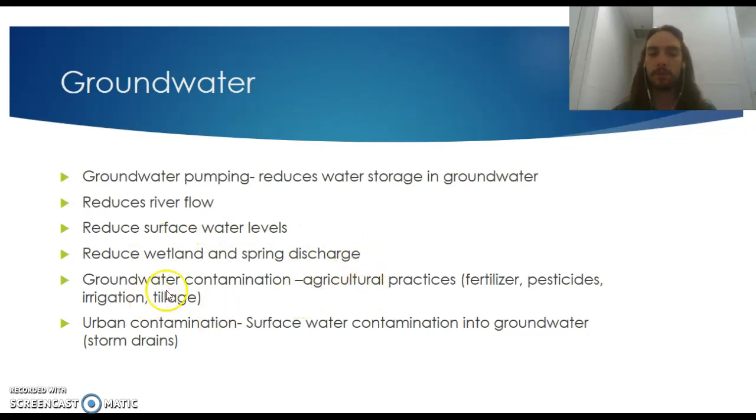One thing that happens is groundwater contamination. So a lot of agricultural practices contaminate groundwater through fertilizer, pesticides, irrigation, tillage. We've talked about all of these things, so it's just kind of a culmination. And then we've got urban contamination. So that's like when the surface water contaminates into the groundwater. So that's going to be like storm drains, or if we have like a hurricane, all that water just goes on top of the asphalt. It collects pollutants. It goes into the storm drains. The storm drains then go back into the water system. They don't get cleaned out like our sewage systems do.